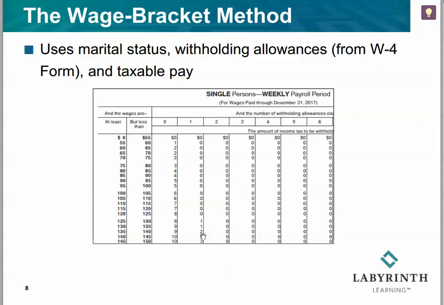Remember that in the back, starting on page 245, are the tables for weekly, bi-weekly, semi-monthly, monthly. It also includes single or married people as well. So those are all of our tables that we're going to look at.